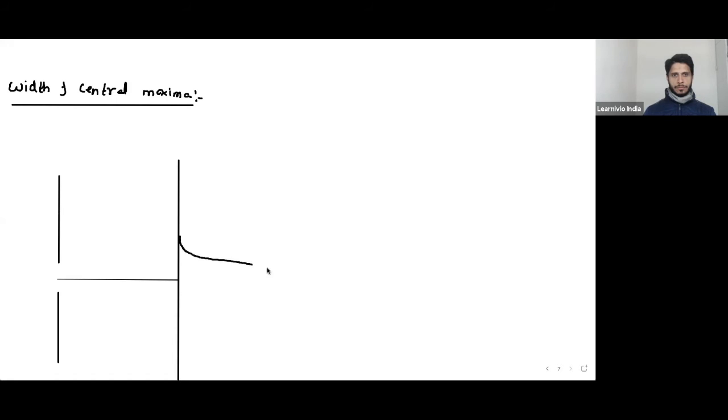So this is the central maximum. The fringe next to central maxima is first minima that we have seen yesterday in the experiment. Just after central maxima we have minima, that's first minima. So if you want to calculate the width of central maxima, the easiest thing is to calculate the separation of first minima from the central maxima, and double it.